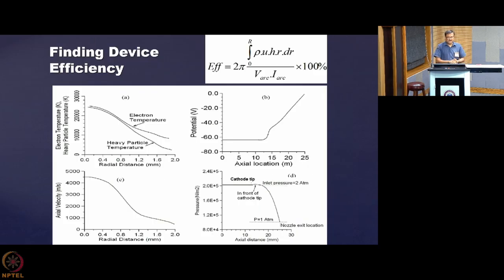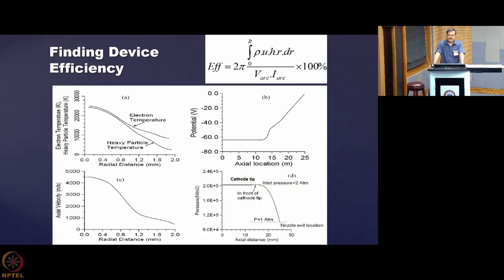So here it is a more vivid, clearer picture of the temperature and velocity, pressure and potential. You can have a 2D plot here, and how we calculate the efficiency from the simulation itself, that I will try to explain here.